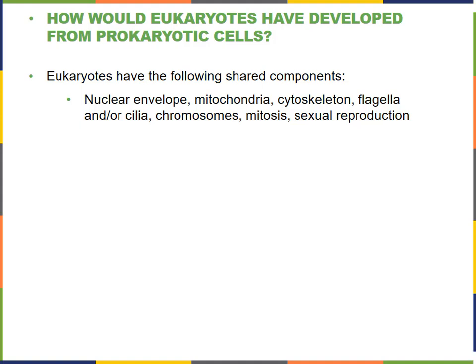Cytoskeleton, having a really complex protein scaffolding inside of the cell. These are much larger cells than prokaryotic cells, and to keep from basically collapsing, they have this really complex protein skeleton inside of the cell. Flagella and or cilia, and these aren't unique to eukaryotes per se. There are bacteria that have flagella, but the machinery is different. Okay, unique machinery for their flagella and their cilia.